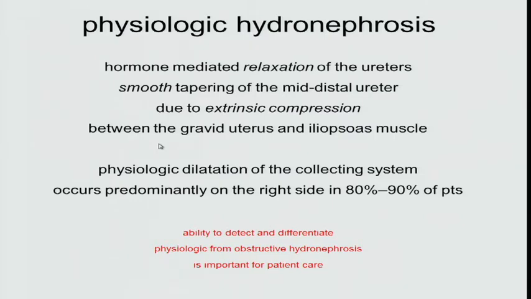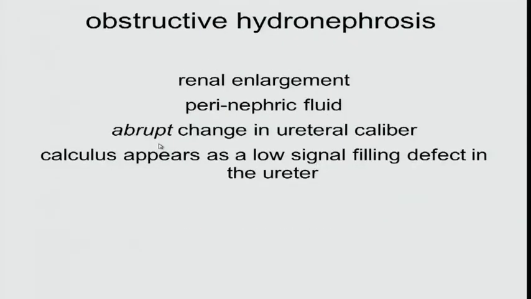You usually see it on the right side. You can see it bilaterally. It's very important to be able to differentiate between physiologic hydronephrosis and obstructive because they have different treatments. For obstructive, we're going to look for that kidney to be larger than the other kidney. We're going to look and see if we have perinephric fluid. If the pressure gets high enough, there's a point in that calyx where it'll burst and fluid will go into the perirenal space, okay? We look for an abrupt change in the caliber of the ureter.